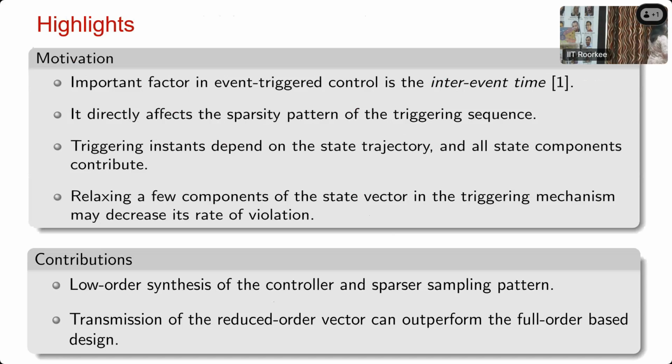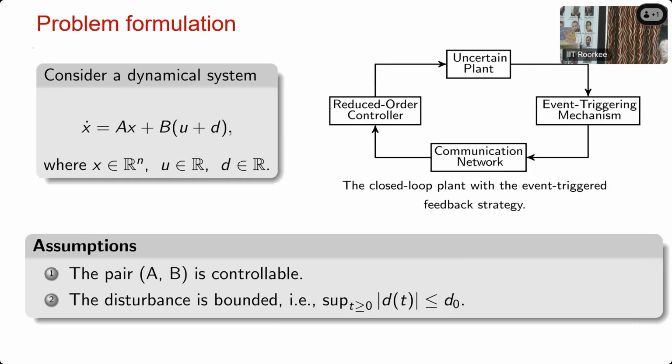So this is the LTI system which we have considered. Over here we have taken this disturbance D. It's a single input case. This is our uncertain plant whose dynamics is given over here. Then from this point to this point, we are finding the reduced order model, and then we are using the states of the reduced order model in the event triggering mechanism.